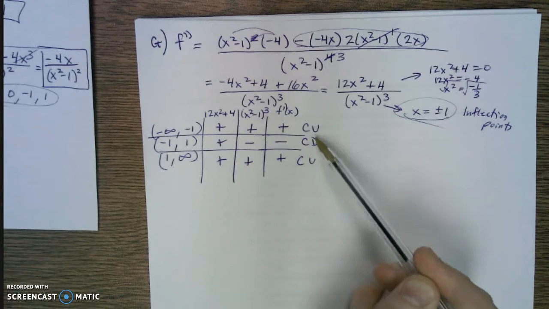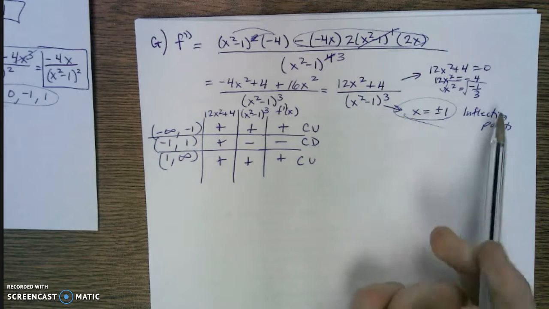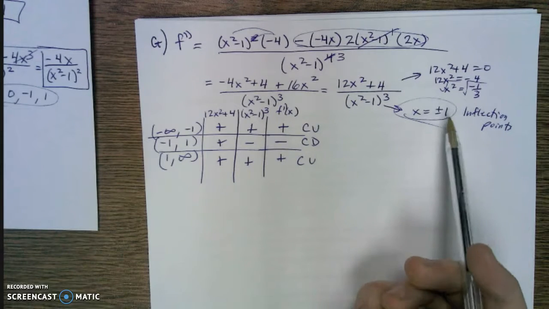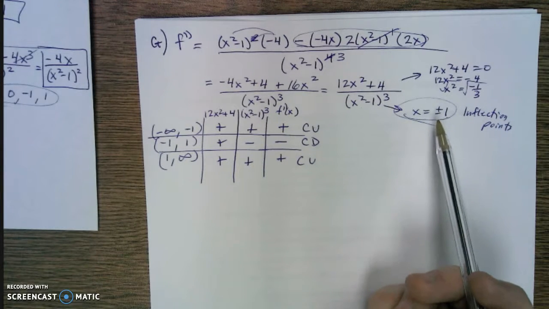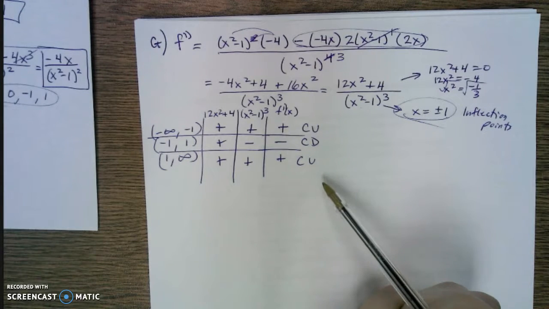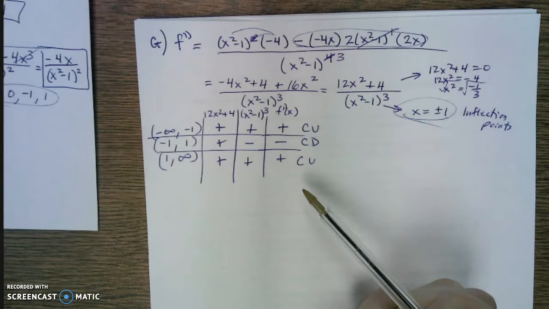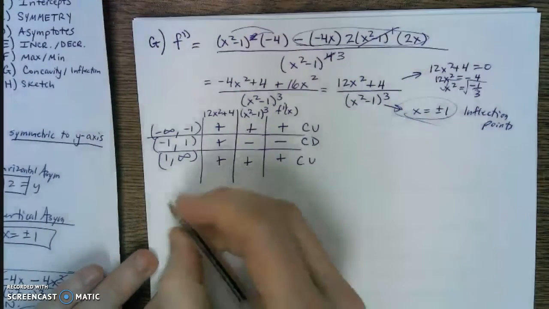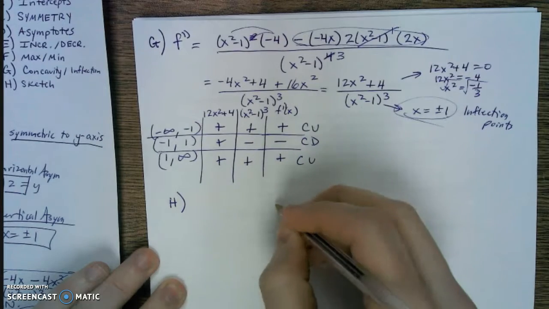Now, we've switched concavity, so that means we've got inflection points at positive and -1, but they're not going to be actual points, because remember, positive and -1 in this function are asymptotes. So that means concavity is switching at the asymptotes. So we've gone through our checklist of everything to do. The last thing we need to do is sketch the graph. So part H is sketching the graph.